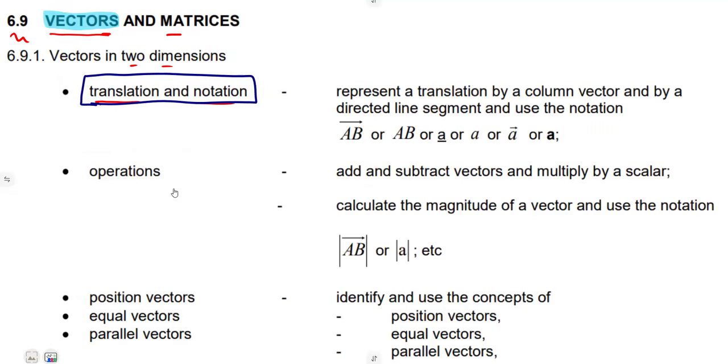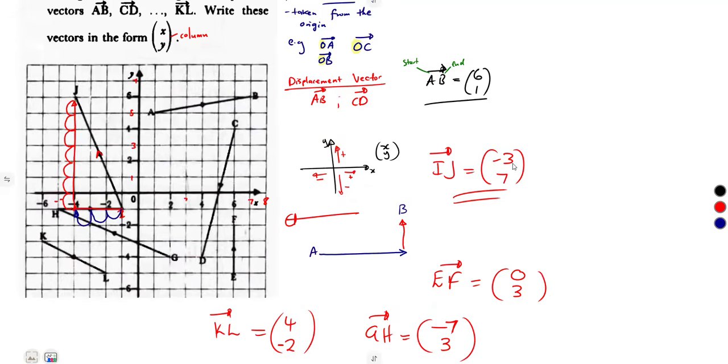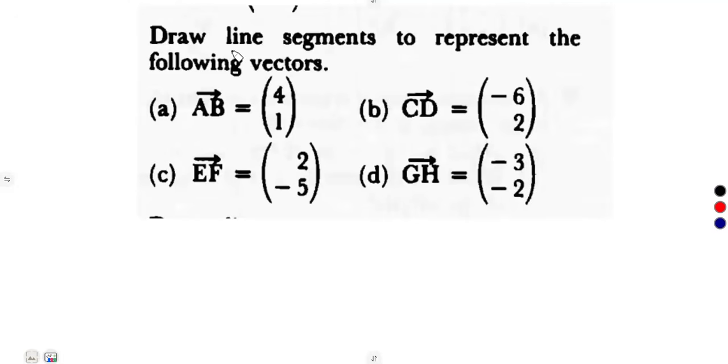Understand your basics. So this is the representation of a translation vector by a column vector, as we saw, and by a directed line segment, and using that notation. So you must consider that. And like I said, to represent back on the Cartesian plane, given a certain vector, draw line segments to represent the following vectors. We are given those vectors.